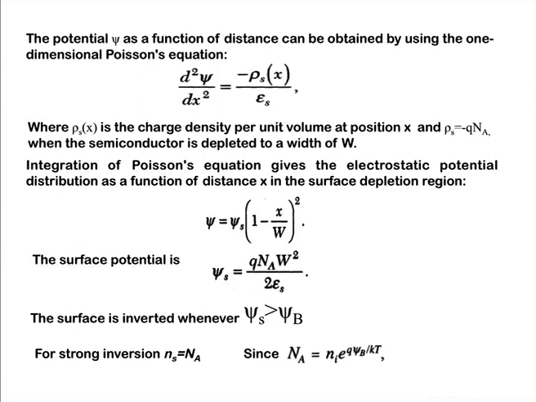And here psi s is the surface potential, and this is equal to q Na W squared upon 2 epsilon s. Here the surface is inverted when psi s is greater than psi b, and in the strong inversion case, as we have defined, the electron concentration is equal to the hole concentration of the substrate. So, for strong inversion, Ns we can take equal to Na, since Na is related to psi b, and here on the screen you can see Na equals Ni exponential q psi b upon kT.